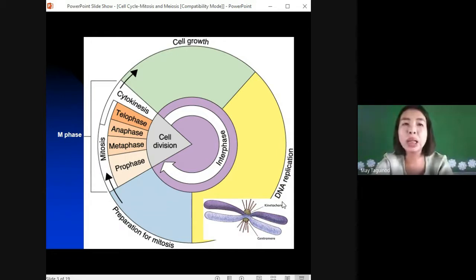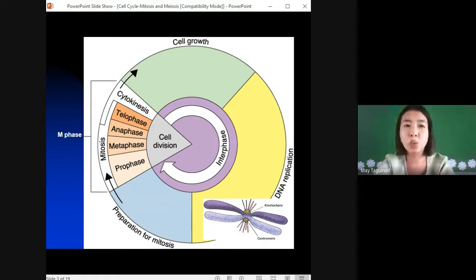During interphase, specifically in S phase, each chromosome copies itself. So the two sister chromatids, this one, the dark purple and the light purple, that is the sister chromatid. When you separate them, this one is a chromosome, and when you separate the two, those are what you call sister chromatids.